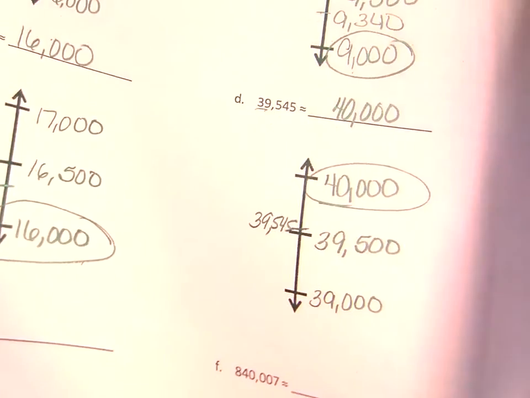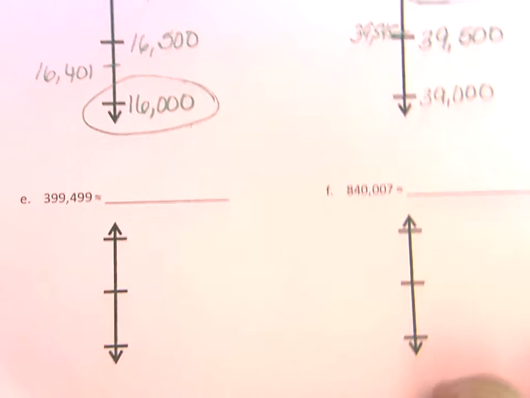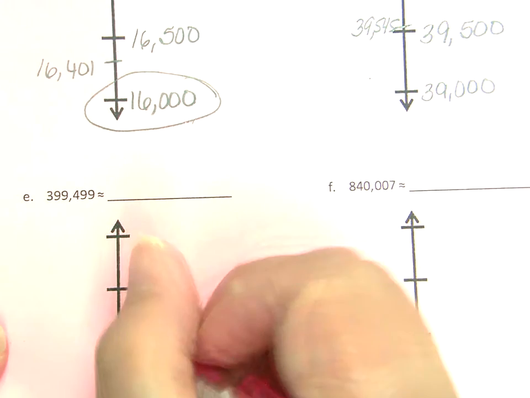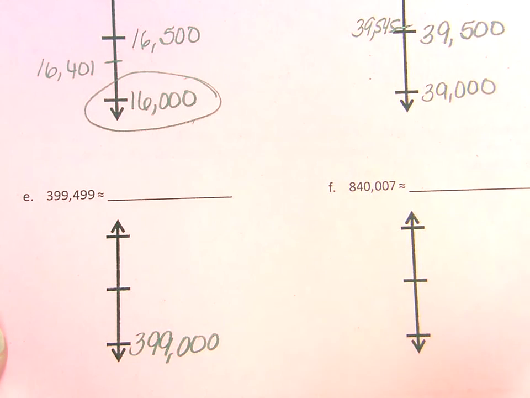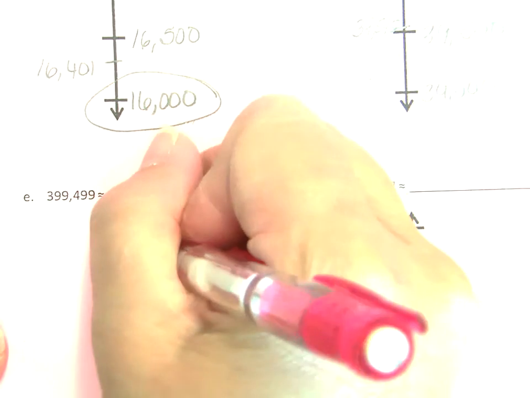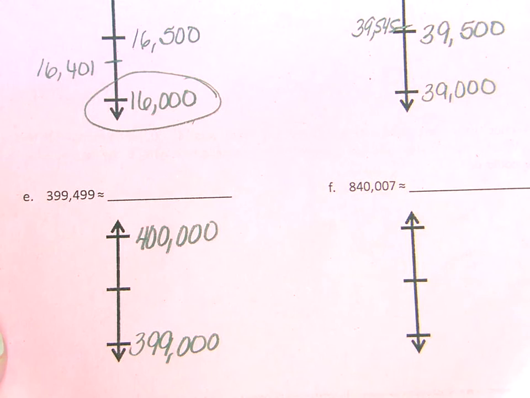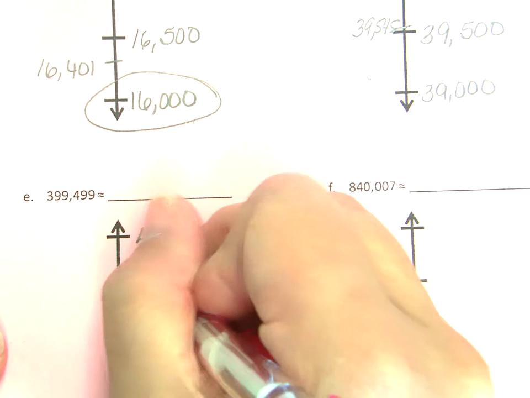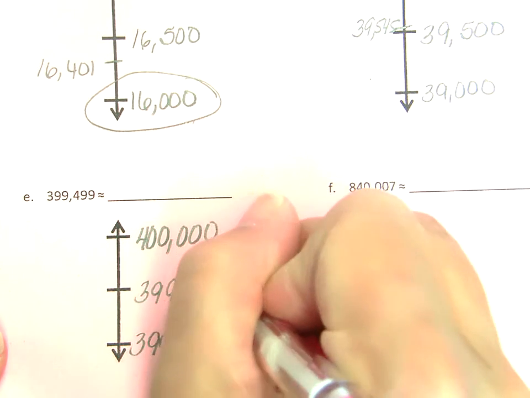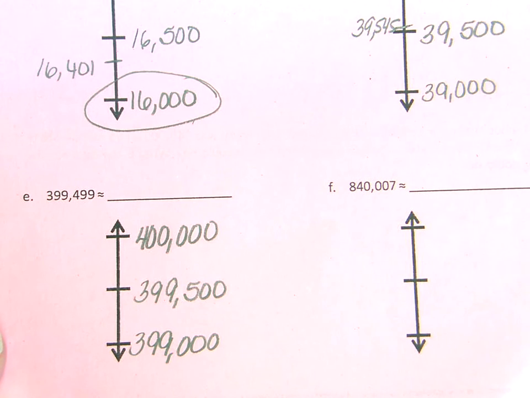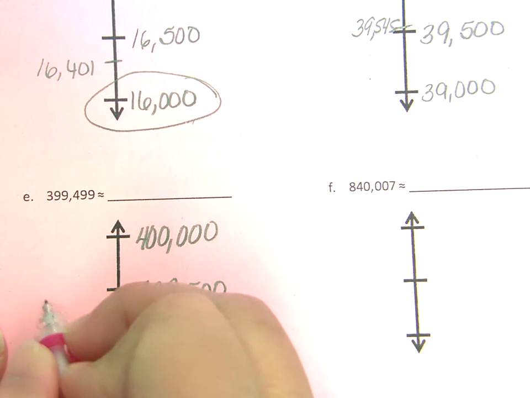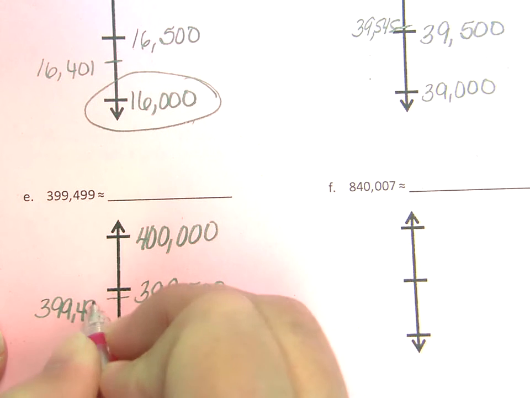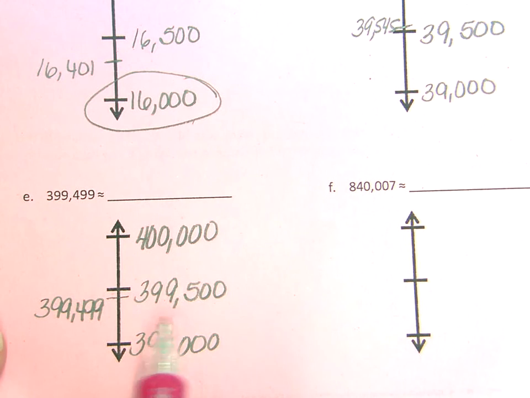Okay, let's continue on. Letter E, we have 399 thousands. If we were counting on after 399 thousands, it's going to be 400 thousands. And our midpoint is still going to be 500 because that is our midpoint between thousands. This number that we've been given is 399,499. Boy, that is super close to that midpoint, but because it's just one below it, we have to round down.